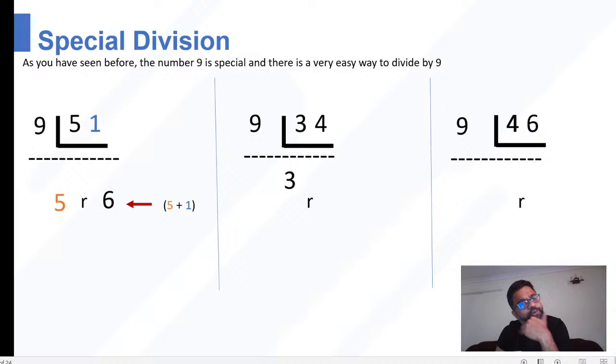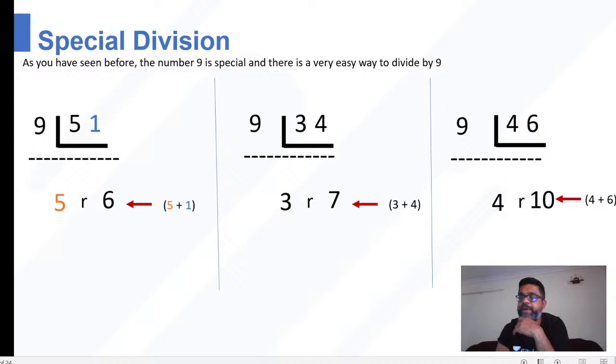And look at this 34. 3 is going to be my quotient, and what will be my remainder? 3 plus 4, 7. Now here, look at this problem now. A little different. Why? Because my quotient is 4 and my remainder will be 10. Now, will my remainder be 10?